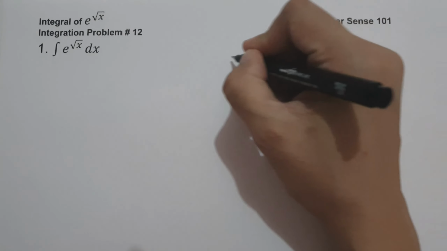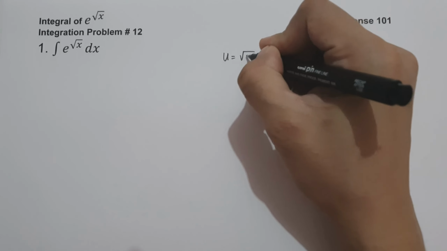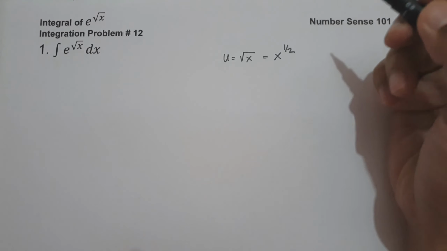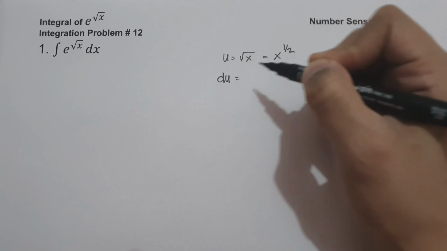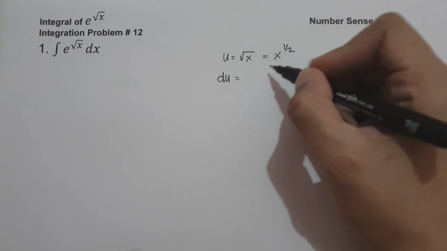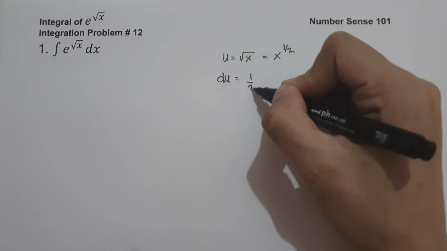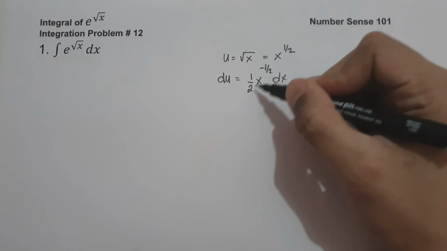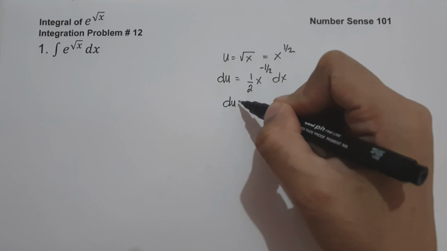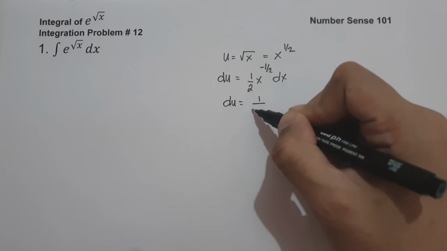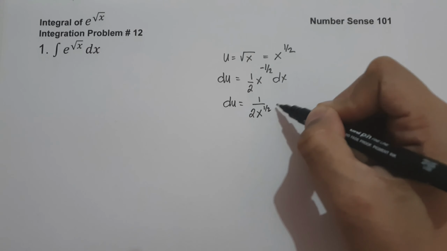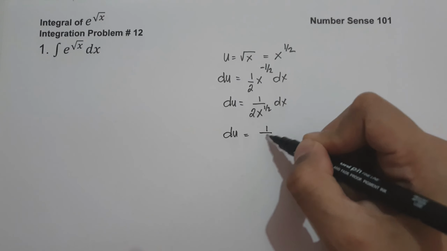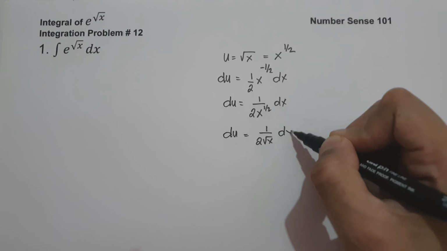So let us set u as square root of x. And square root of x can be written as x raised to 1/2. And then du, that is the derivative of x raised to 1/2. So let us use power rule. This will be 1/2 x raised to negative 1/2 dx. And to simplify, du is equal to 1 over 2 x raised to 1/2 dx, or can be written as 1 over 2 square root of x dx.